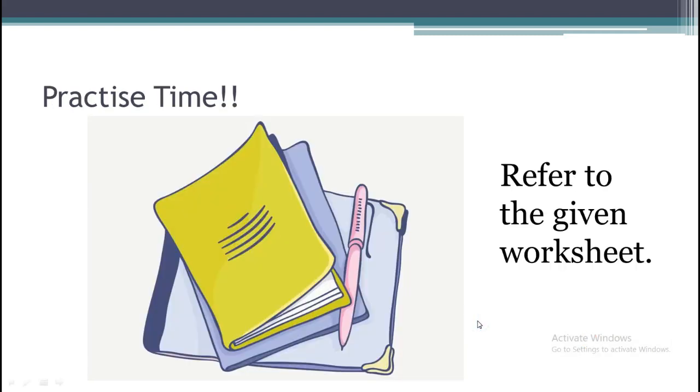For the practice time, you have been given a worksheet and you have to do the work given according to the instructions. For the previous homework, I have also shared a PDF in which you have the answers of the revision worksheet given in the previous class. I hope you will revise these and you will do the practice exercises very nicely. Thank you, and we'll be continuing with the other types of pronouns in the next class.